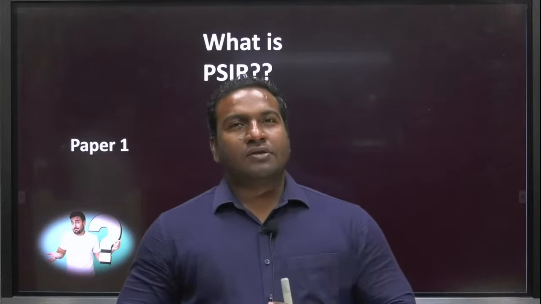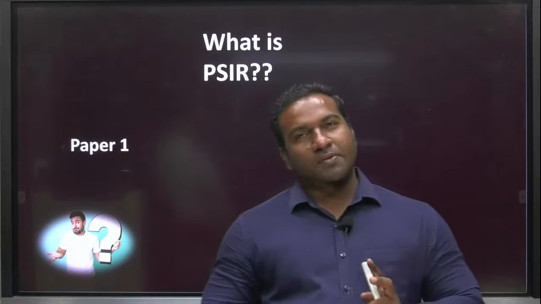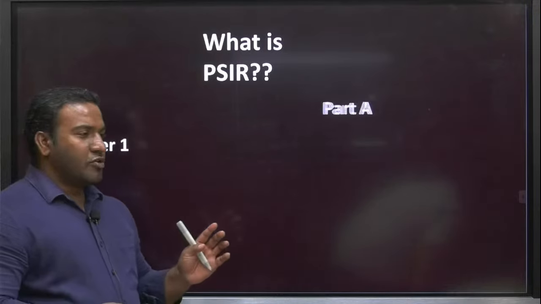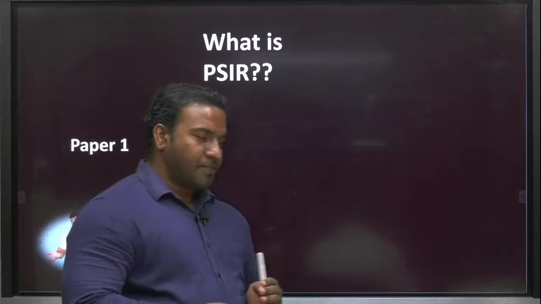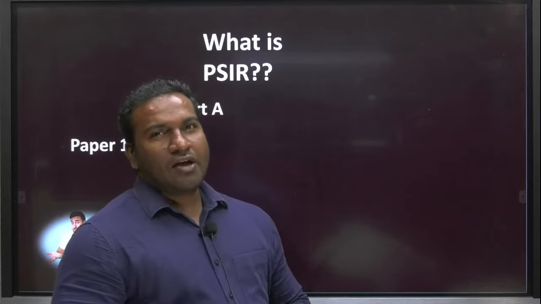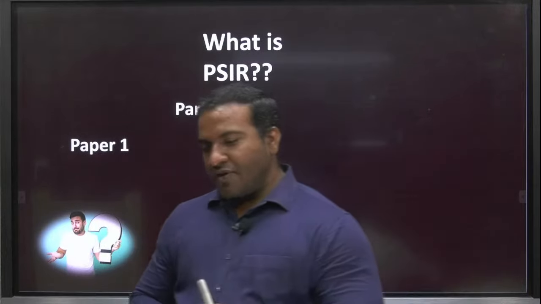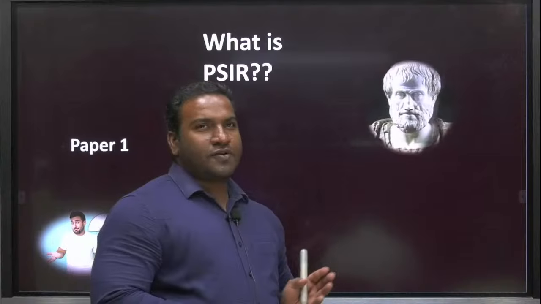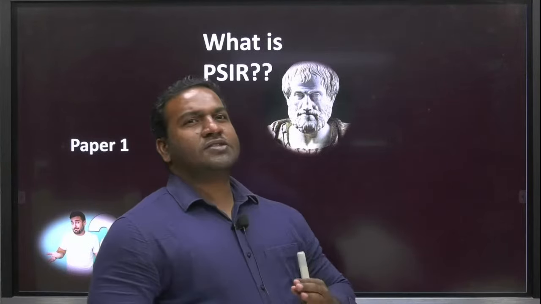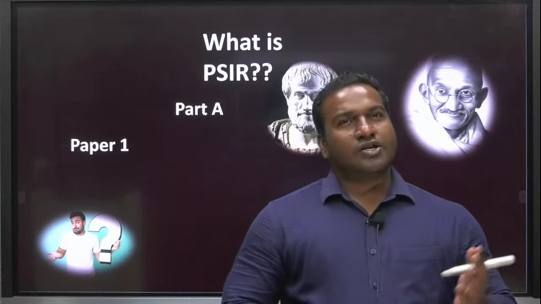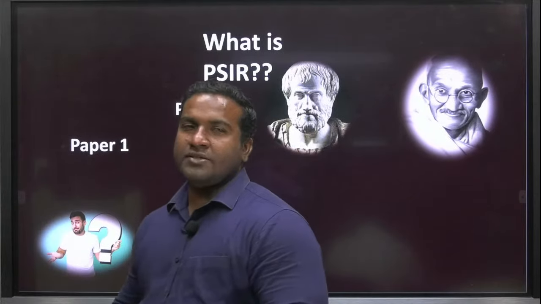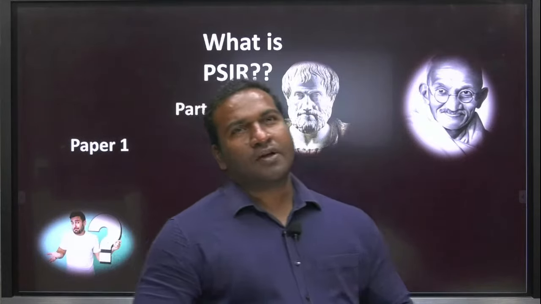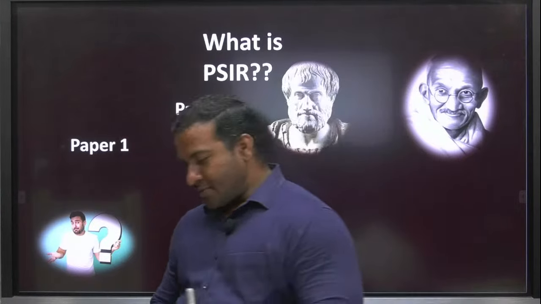Now, we have two papers. In paper one, there are two parts, part A and part B. In part A, we will mostly be studying the philosophical part. Philosophical part means we will have Western philosophy and Indian philosophy. In Western philosophy, we will be studying various thinkers like Plato, Aristotle, Machiavelli, Thomas Hobbes, John Locke, and many others.